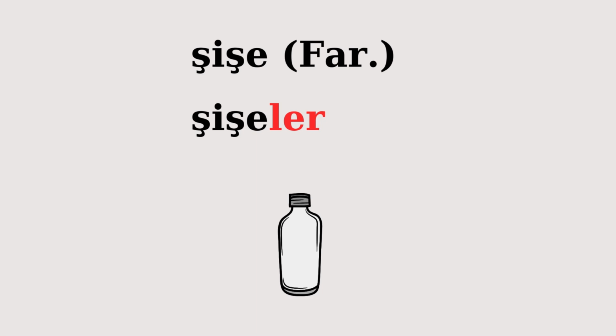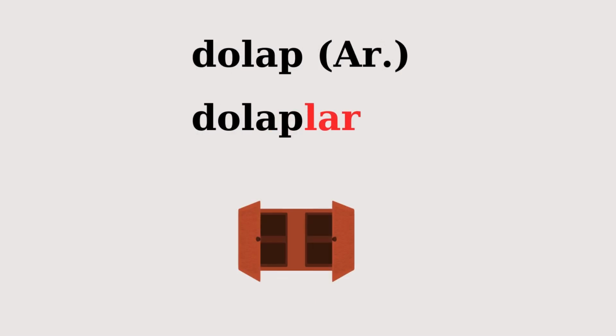Next word is şişe, which means bottle. It originated from Persian. The plural form of şişe is şişeler. Dolap is also a commonly used word in Turkish. It simply means cupboard or closet. It is an Arabic word. The plural form of dolap is dolaplar. I should remind you that dolap has other connotations like deceit or trick. For now, just concentrate on its primary meaning, which is a furniture used in bedrooms and kitchens to store something.